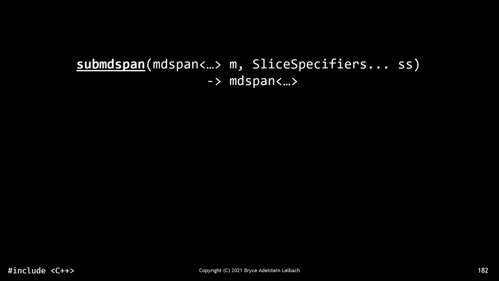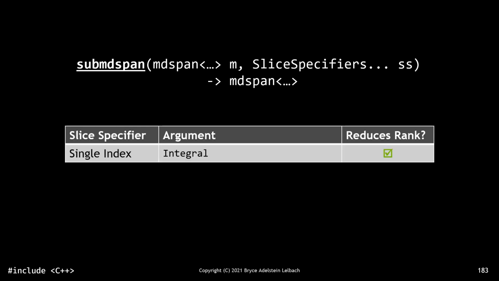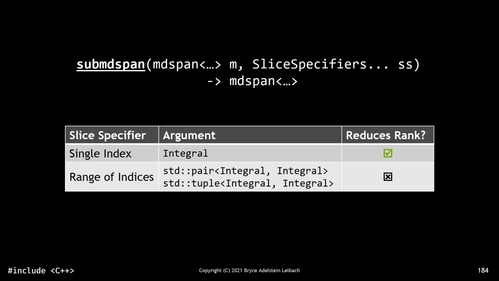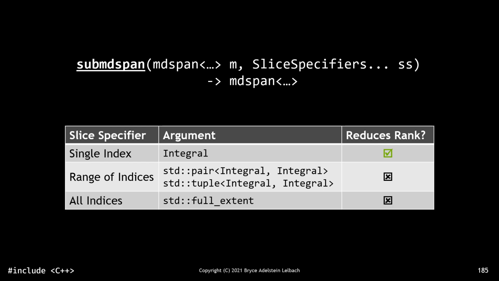There are three kinds of slice specifiers. You can specify a single index to be selected for an extent by passing an integral as a slice specifier. The rank of the returned mdspan is reduced by 1 for each single index slice specifier. You can also pass a range of contiguous indices to be selected for an extent. Finally, you can pass full extent to select an entire extent.